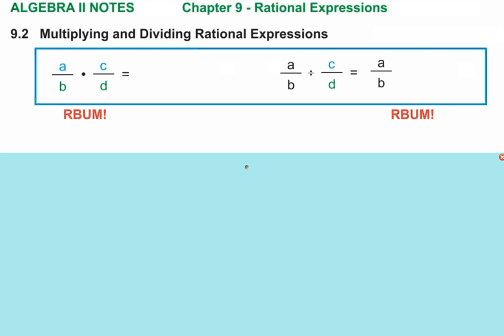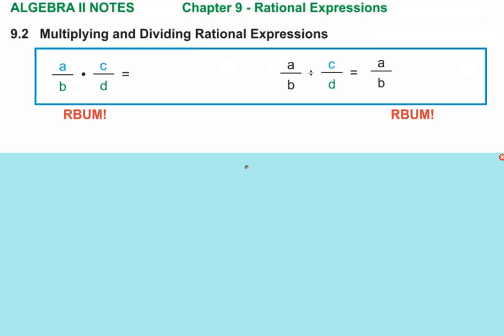Multiplying, this should be your brain thought. All right, I'm multiplying fractions, top times top, bottom times bottom. Reduce before I multiply. So that's what we're going to do with polynomials. Top times top, bottom times bottom, but we're going to reduce before we multiply. Division, you should be thinking invert the divisor, the second fraction, flip it, do its reciprocal, and then top times top, bottom times bottom, reduce before you multiply. That's it. That's not a lot.